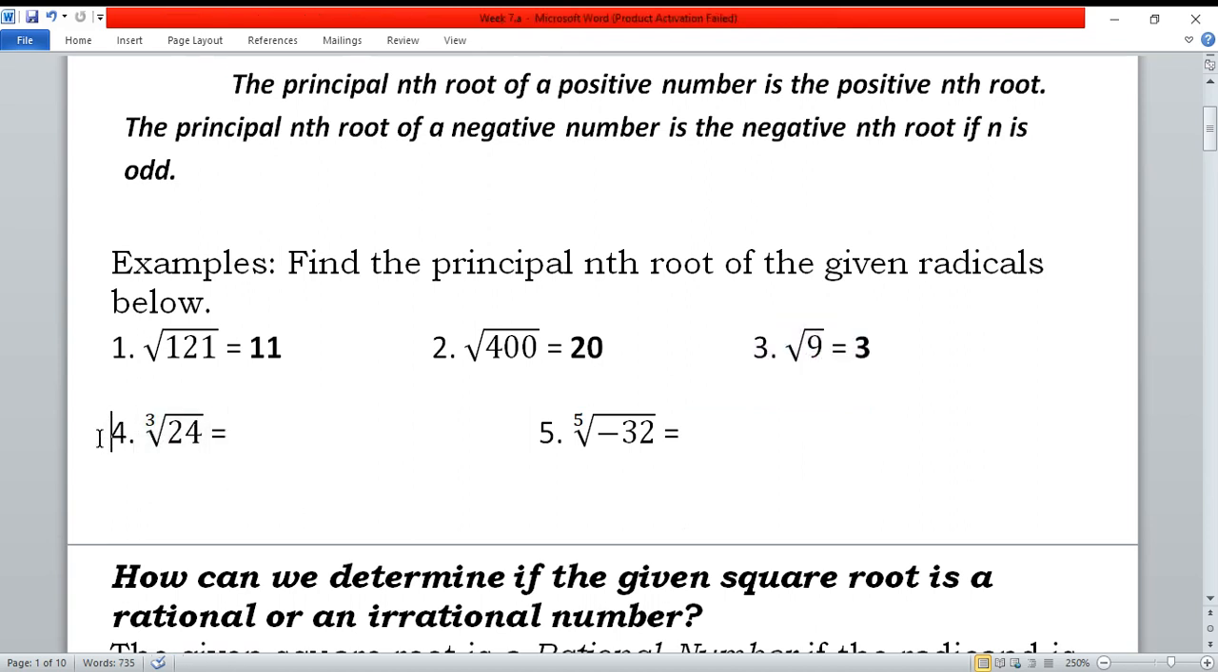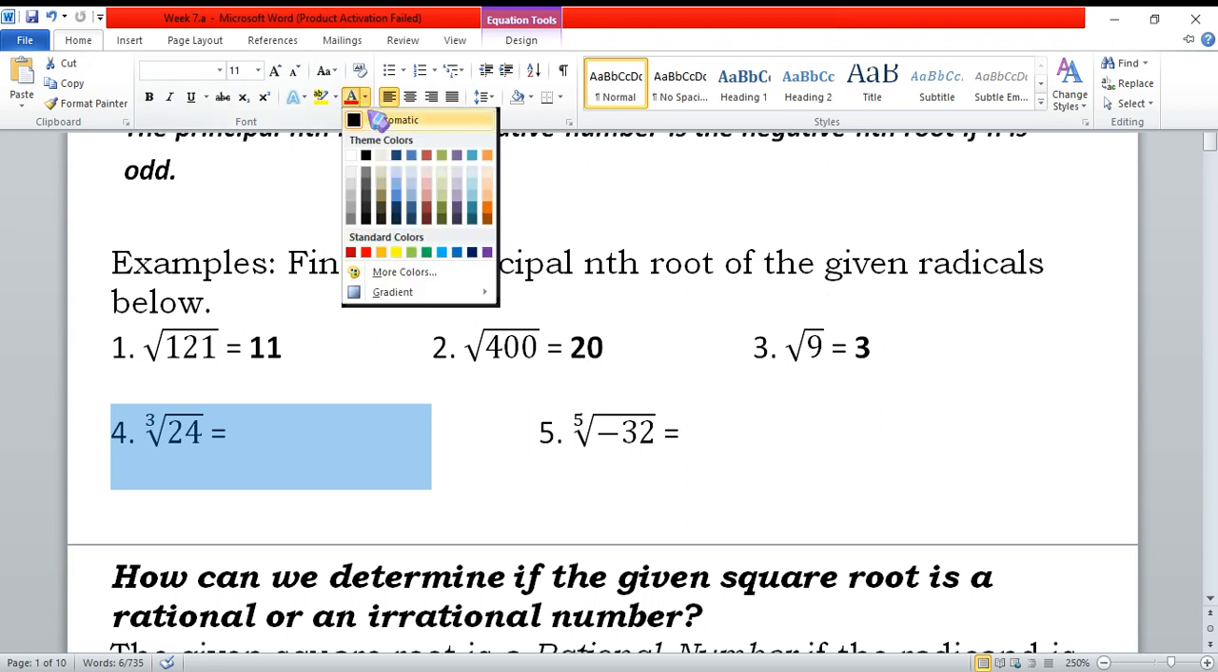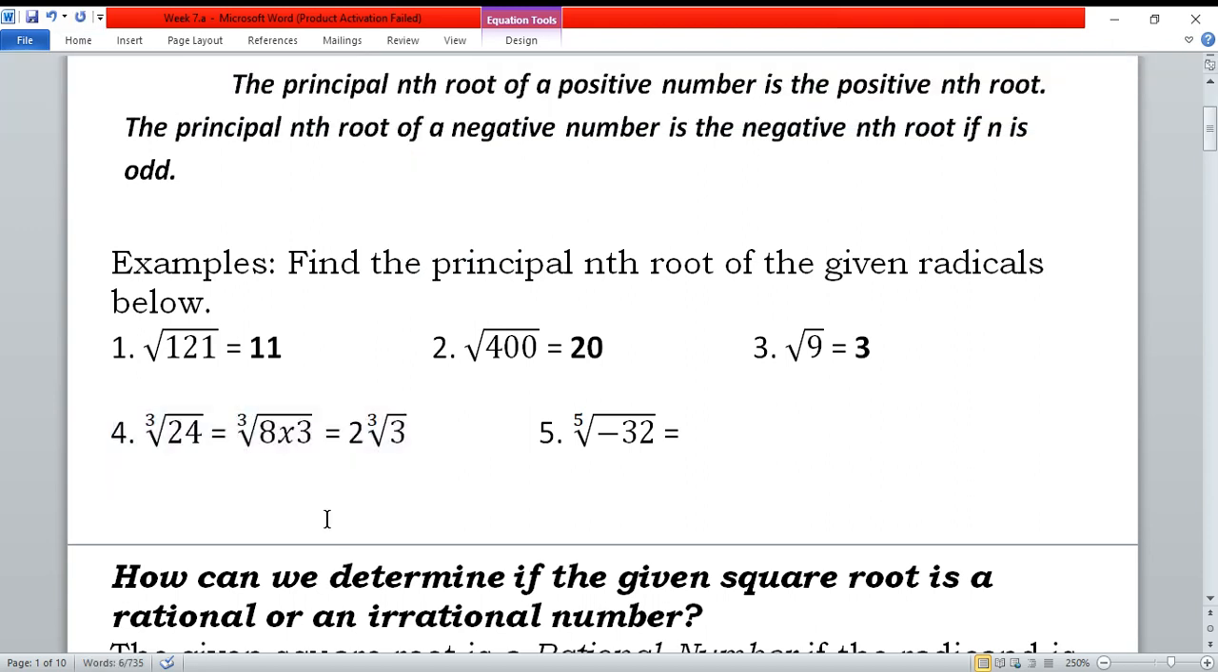So this time, this one, cube root of 24. So yung 24 ba galing sa tatlong number na magkakapareho na pag minultiply natin, ang sagot niya ay 24? So hindi siya ganon, ano? So kaya makikita natin ng sagot dito ay cube root of 8 times 3.